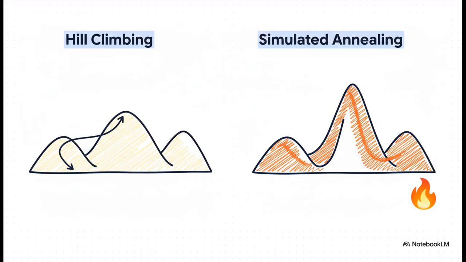And right here, you can see the fundamental difference. Hill climbing is a pure greedy algorithm. It only ever moves to a better state. But simulated annealing, it introduces a totally radical idea. Sometimes to find the highest mountain, you have to be willing to walk downhill for a little while. It strategically allows itself to make bad moves.